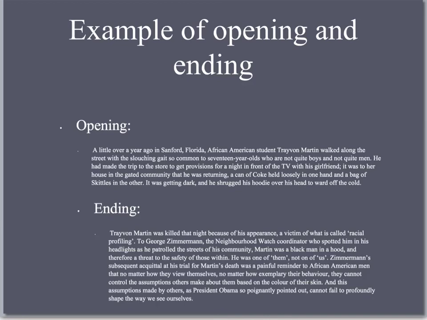So I've said for my opening, a little over a year ago, and that's this one here, a little over a year ago in Sanford, Florida, African-American student Trayvon Martin walked along the street with the slouching gait so common to 17-year-olds who are not quite boys and not quite men. He had made the trip to the store to get provisions for a night in front of the TV with his girlfriend. It was to her house in the gated community that he was returning, a can of Coke held loosely in one hand and a bag of Skittles in the other. It was dark, and he shrugged his hoodie over his head to ward off the cold.